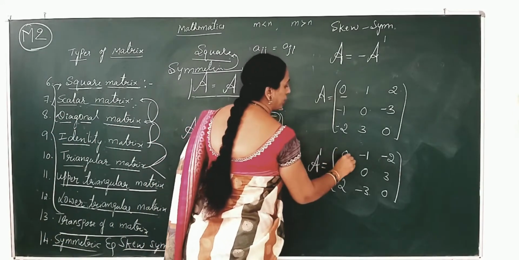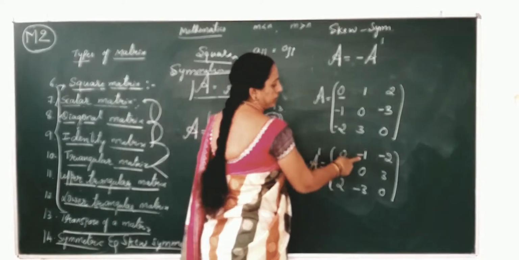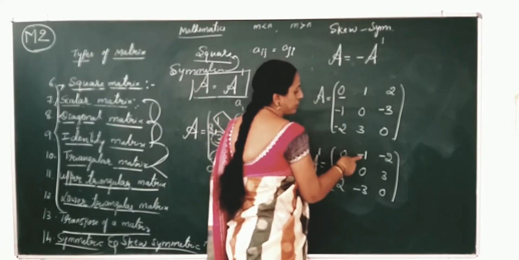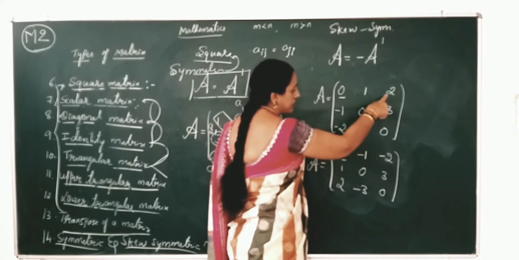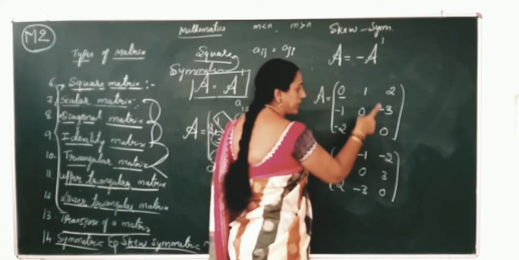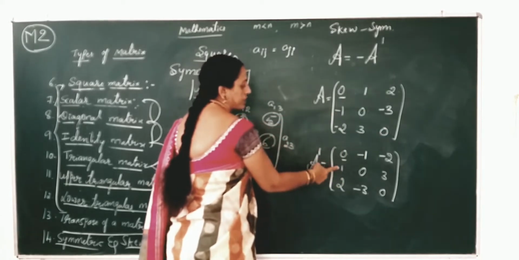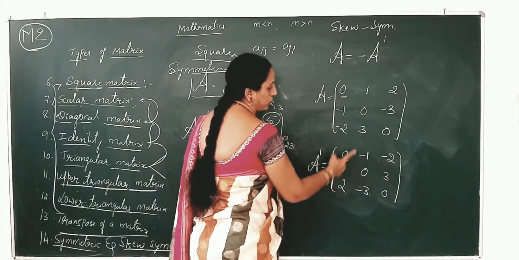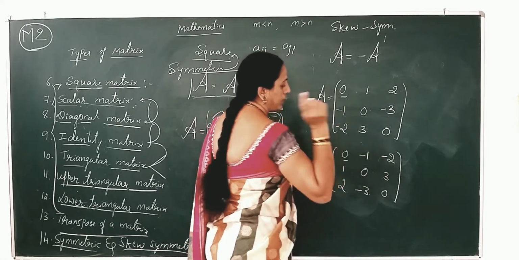0 is equal to 0, but 1 and minus 1, are these equal or not equal? Not equal, they change with sign. Similarly, 2 and minus 2 again change with their sign. Minus 1, 1, 0, 0, minus 3, 3, minus 2, 2, 3, minus 3 and 0, 0.